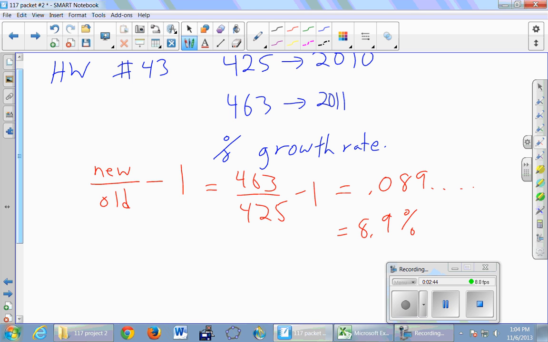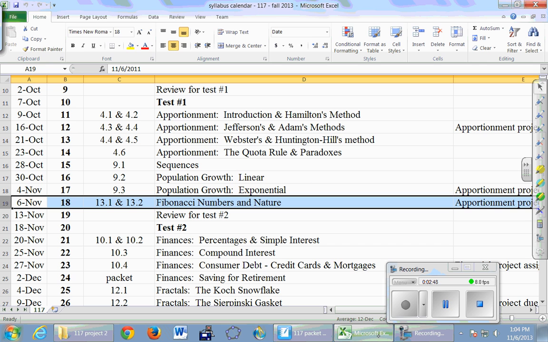Okay. All right. So let's take a look at our calendar. And in the calendar, we see we have Fibonacci numbers in nature today. We're just going to continue. We started some of the Fibonacci stuff last class, so we'll continue it. And then the apportionment projects were due on Monday. I'm going to give you guys feedback today for everybody that got it to me by Monday. I'll give you feedback today during the group work time of this class. And then our next class is our review day, and then the test is after that.